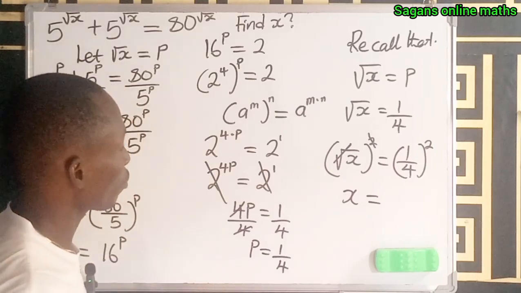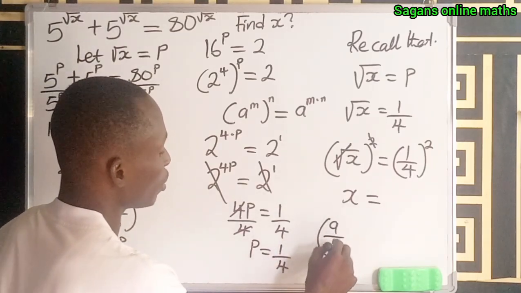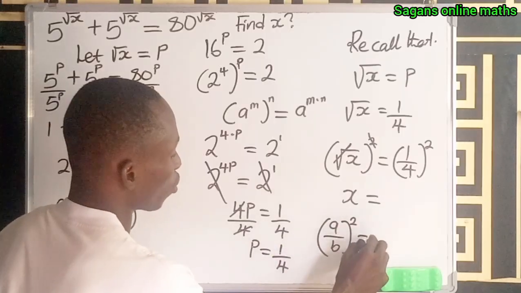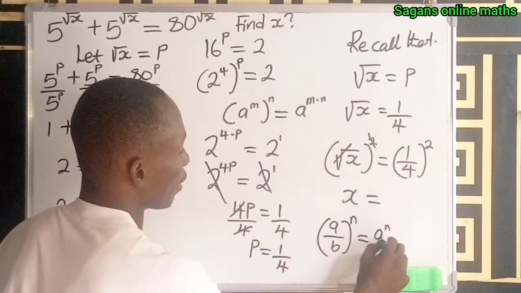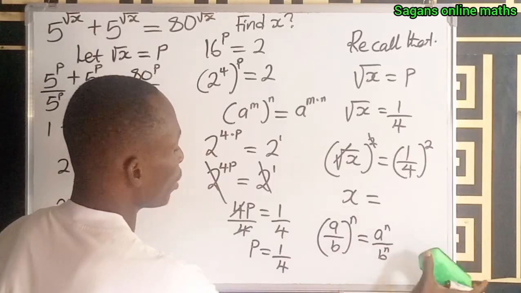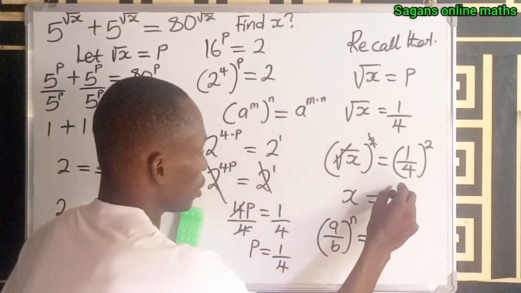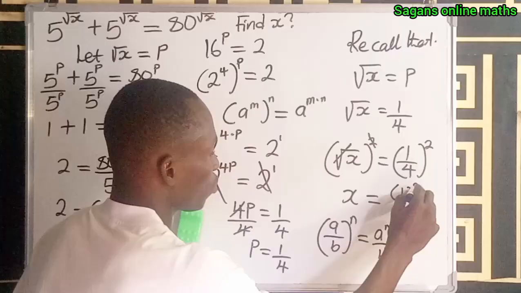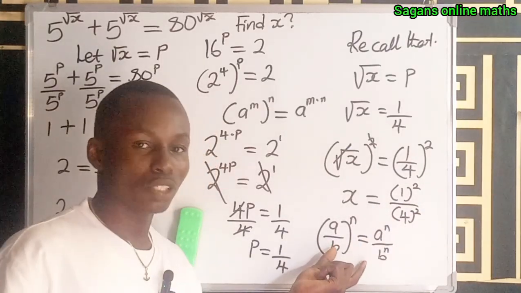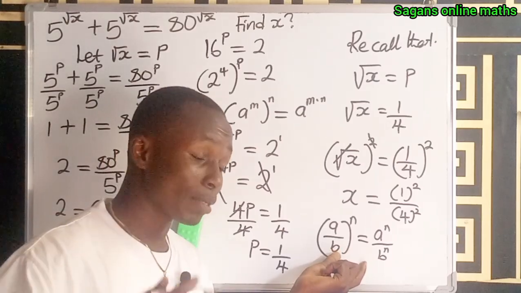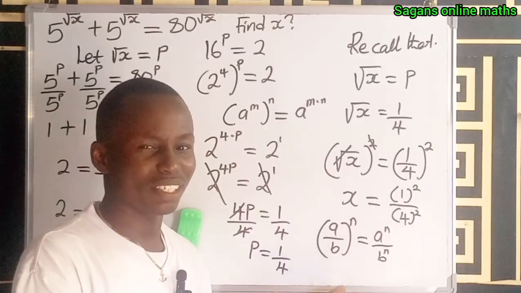Now remember this property of indices, that if you have (a divided by b) all to the power of n, it is equal to a to the power of n divided by b to the power of n. If we obey these properties of indices, we can do something very interesting here. So this will become (1 to the power of 2) divided by (4 to the power of 2), because we are obeying the properties of indices. Obeying the properties of indices is very amazing and interesting when solving questions related to them.